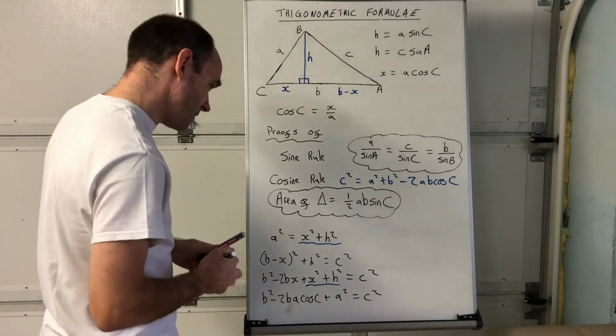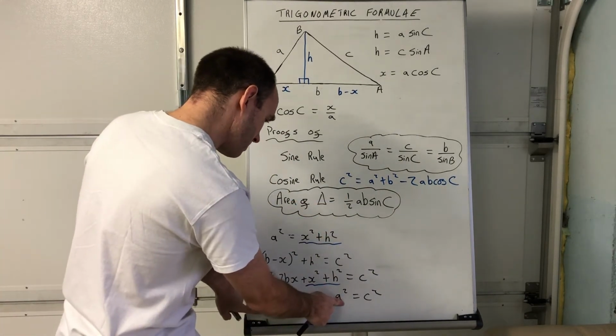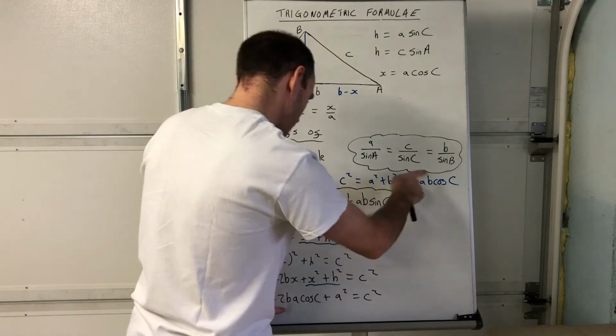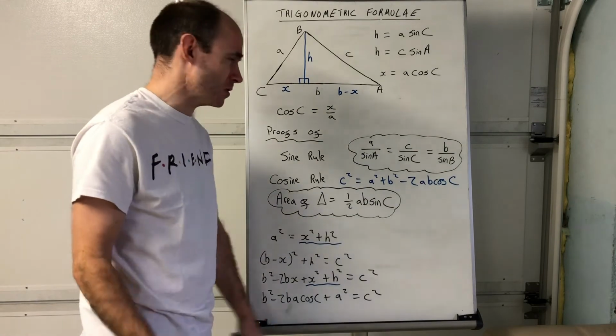Because if I rewrite it all in order, I've got a squared plus b squared, and then this bit is the same as 2ab cos c, which is that there. That's the cosine rule formula proved.